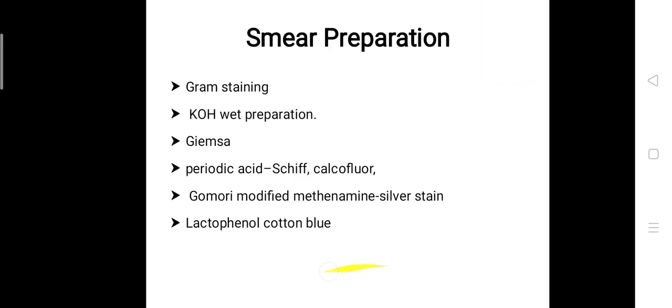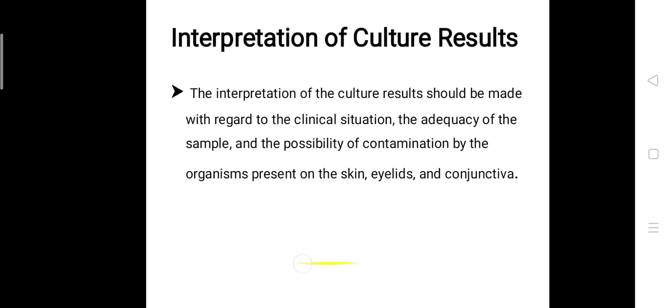For the direct microscopy, you also have to prepare smears for Gram staining, for KOH wet mount preparation, for Giemsa, for periodic acid-Schiff, calcofluor, then Gomori methenamine silver stain, then the lactophenol cotton blue stain. The interpretation of the culture result should be made with regards to the clinical situation, the adequacy of the sample, and the possibility of contamination by the organisms present on the skin, eyelids, and conjunctiva.